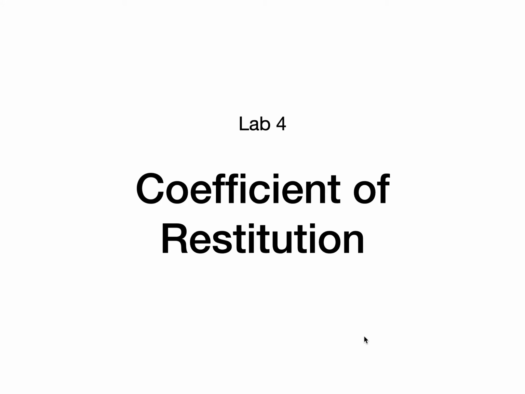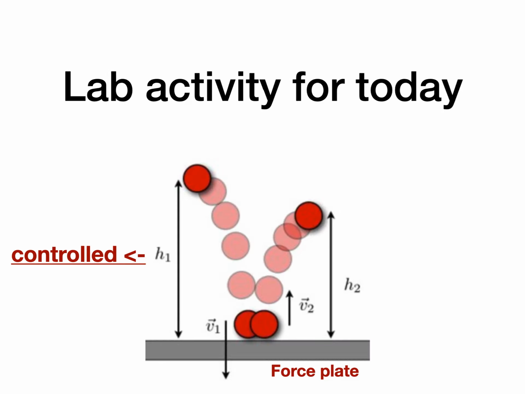Online lab. It's previously scheduled to be the 4th lab, but we've changed the order a little bit this semester, so don't be confused by the number. And we're going to calculate the coefficient of restitution in this lab. So here's the activity today.